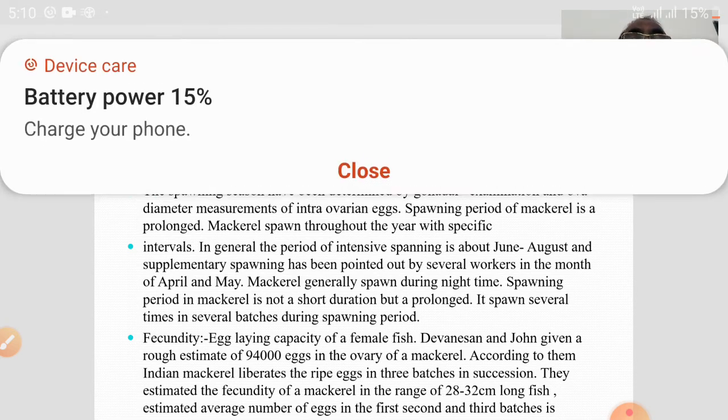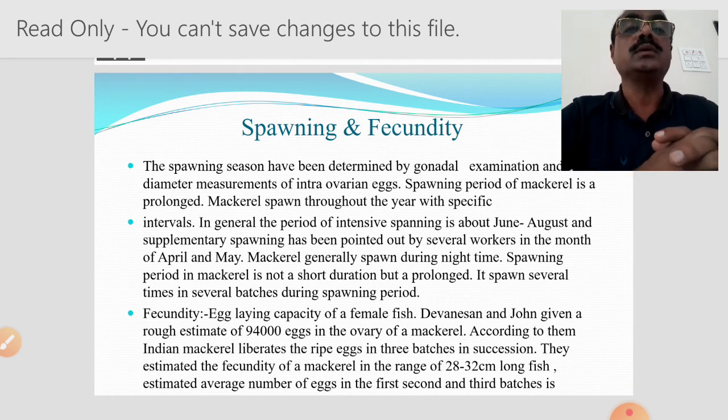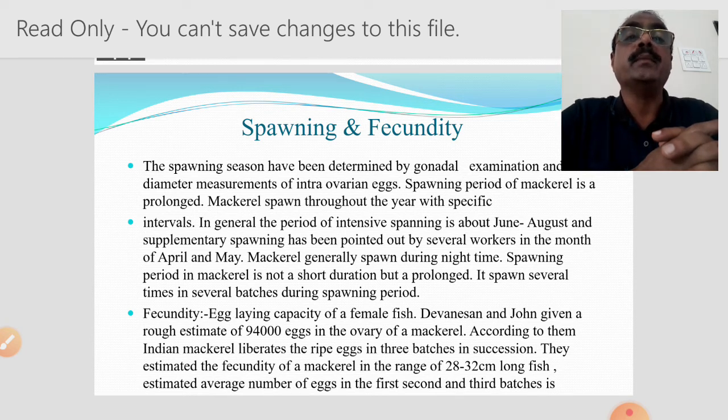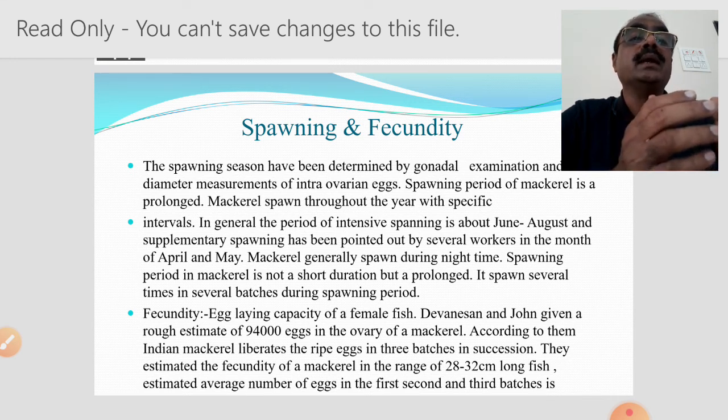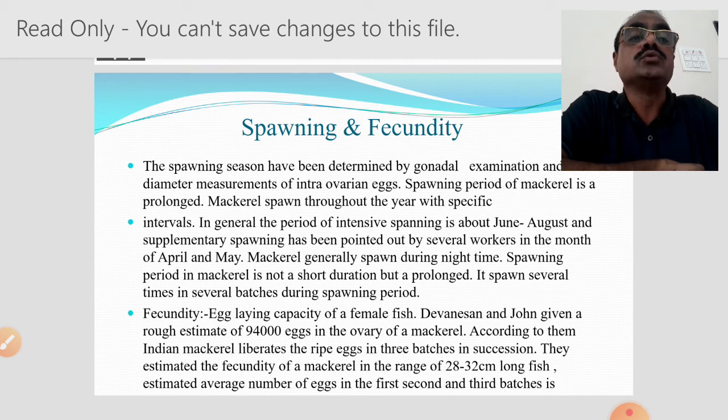As I already told, the mackerel spawns throughout the year in several batches, with a specific interval. Several batches means it may be 2, 3 or 4 batches. In general, intensive spawning takes place from June to August, and supplementary spawning is also noted in the months of April and May. During this period, fishes spawn. It may be 3 batches or 4 batches. Between 2 batches there is a particular interval, it may be 1 month or 2 months.